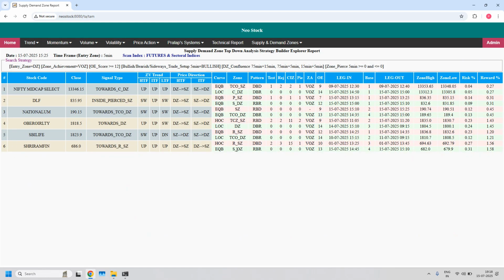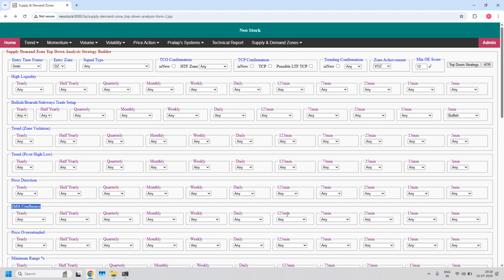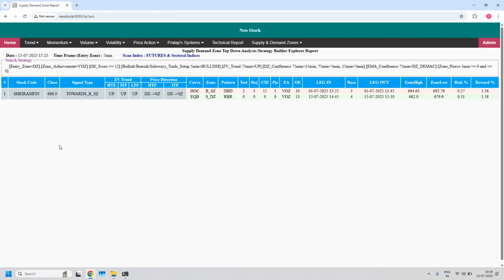In all the 6 stocks, these 5 minutes demand zones are overlapped with 15 minutes demand zones, both together again overlapped with 75 minutes demand zones. And 75 minutes trend is up in only 3 stocks. Let's verify out of these 3 how many are having 75 minutes demand zone with daily EMA confluence. At the same time, trend on the 75 minutes demand zone should not be sideways. It should be uptrend because it is a bullish trade setup. So we got 1 stock.